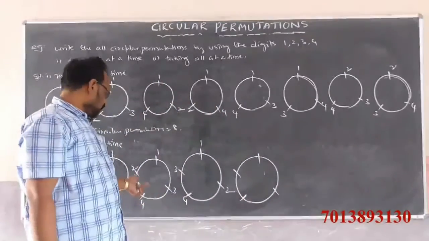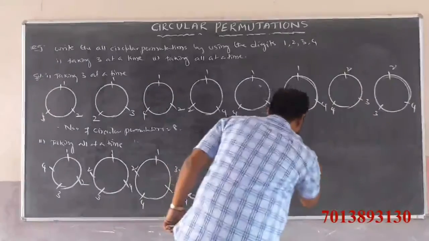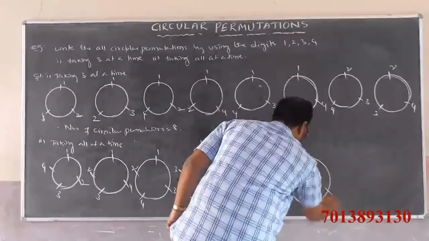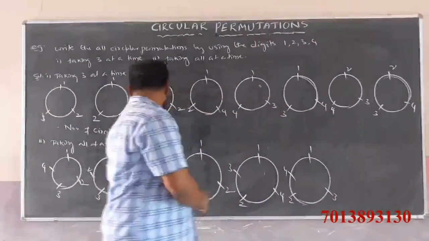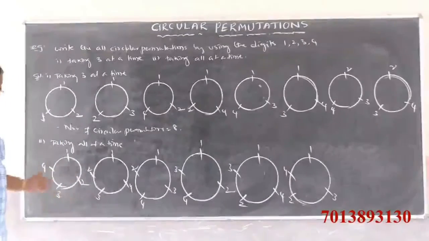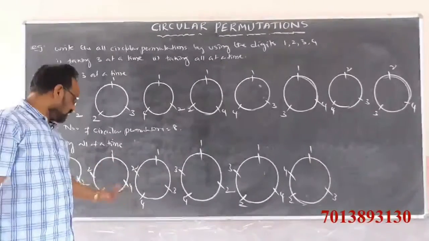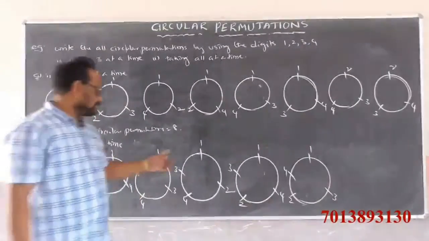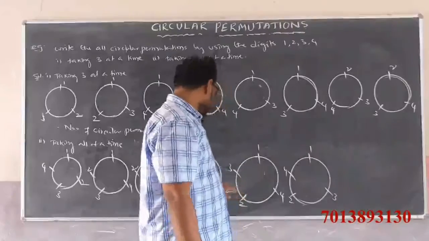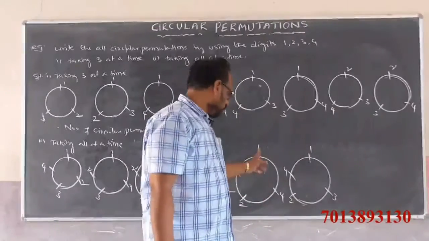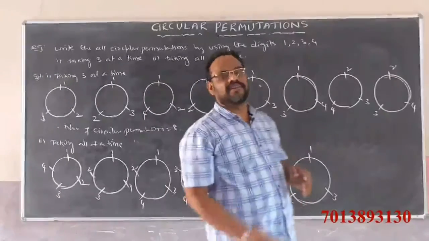Next, change again: 1, 4, 2, 3. The anti-clockwise direction is 1, 3, 2, 4. So this is 1, 2, 3, 4, the clockwise direction clearly. The anti-clockwise direction is 1, 4, 3, 2. If you change 3 and 4, we get 1, 3, 4, 2. This is clockwise. Anti-clockwise is 1, 2, 4, 3. Next, if you change the places of 2 and 4, we get 1, 4, 2, 3. This is clockwise. 1, 3, 2, 4 is anti-clockwise.